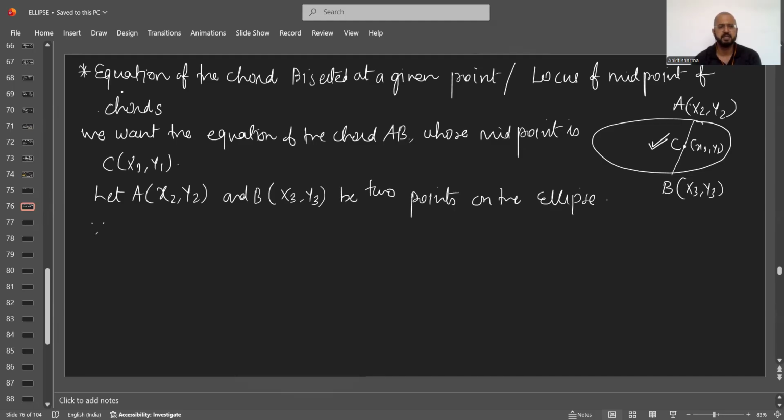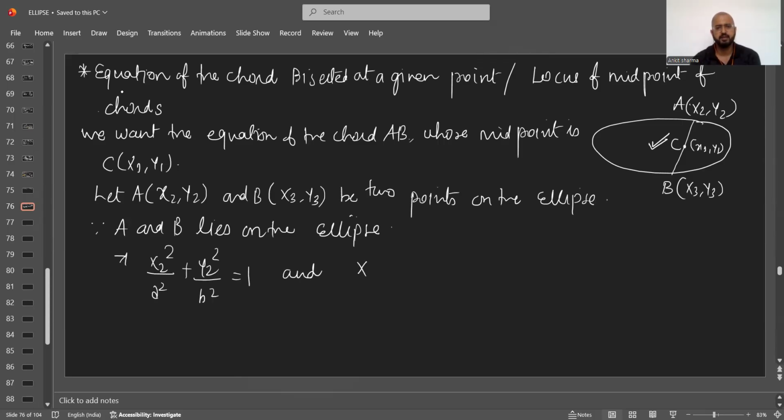Since A and B lie on the ellipse, they will satisfy the equation. So x2 square over a square plus y2 square over b square is equal to 1, and x3 square over a square plus y3 square over b square is also 1. So we have these two things. Now I want the slope anyhow.